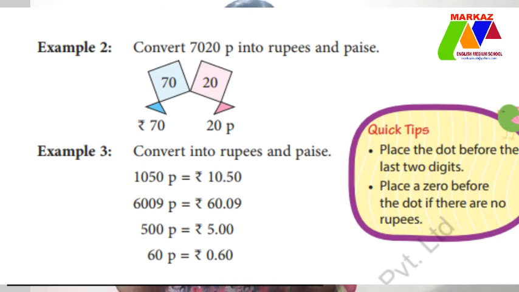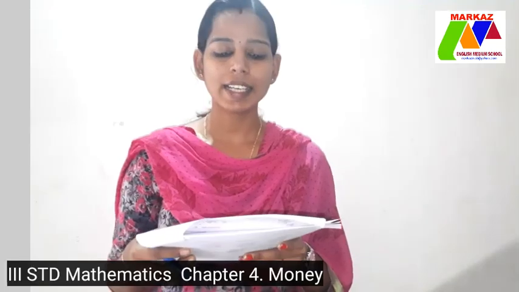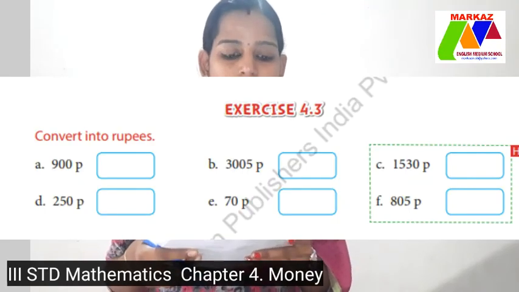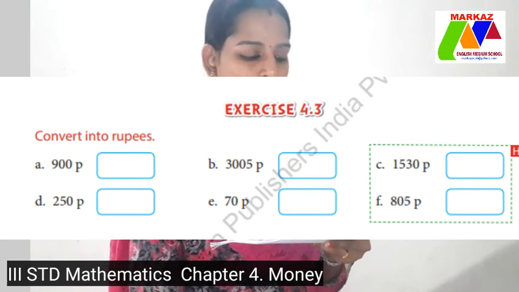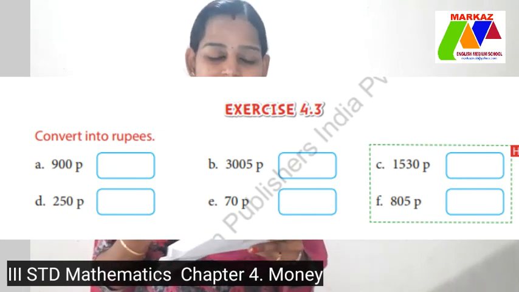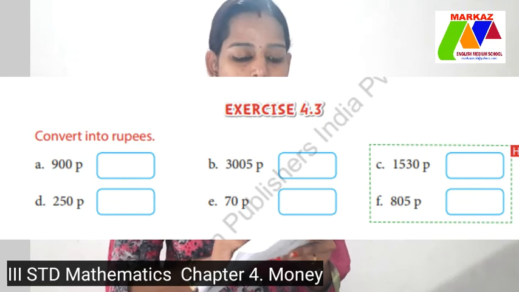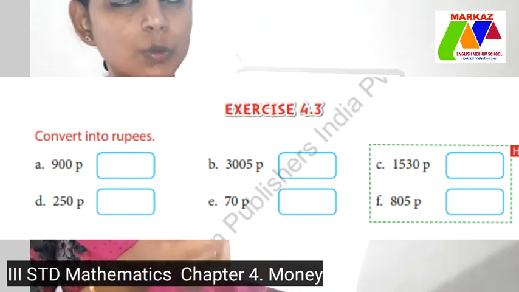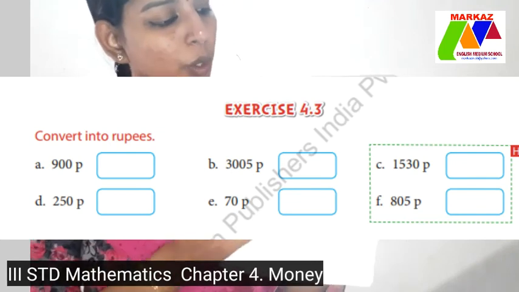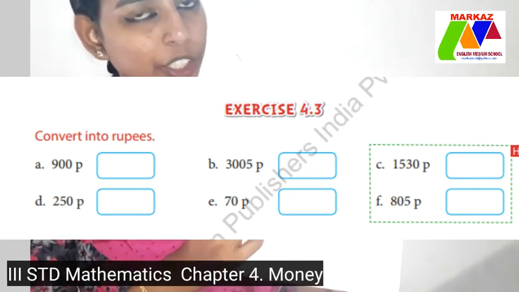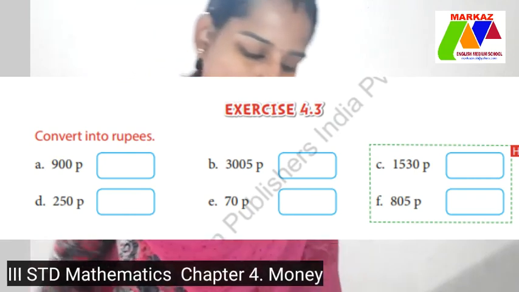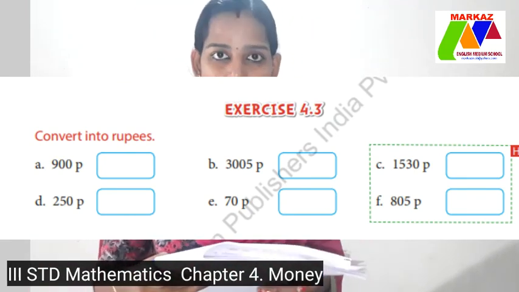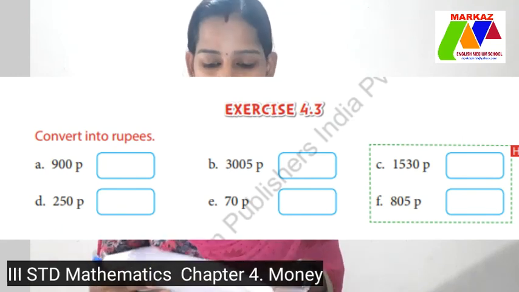Now here is a task for you students. Exercise number 4.3. So what was the first one? 900 paise. We already discussed it, right? So 900 paise we already discussed. Yeah, I already showed you how to convert that 900 paise into rupees. So here is the solution. And what was the next one? Yeah, the rest you have to complete by yourself. Okay, it is also a homework for you.